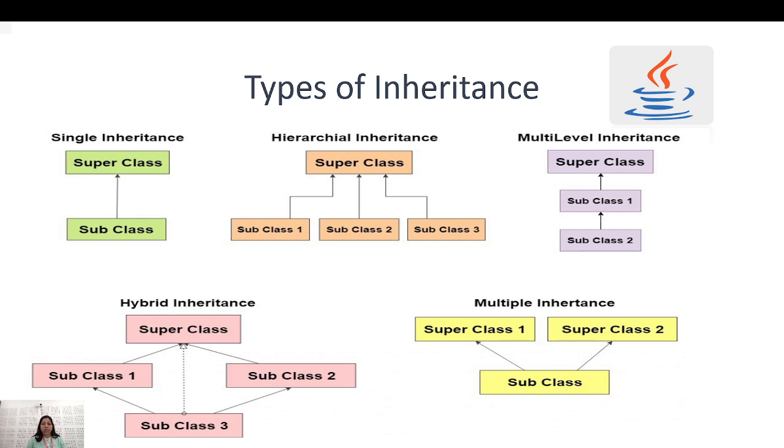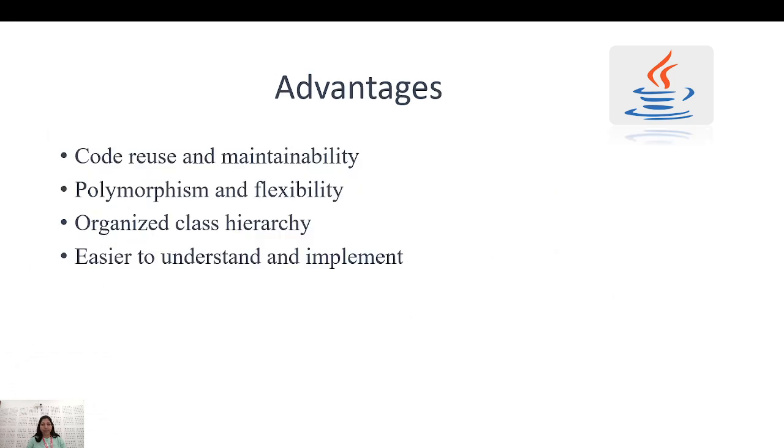And the last one is multiple inheritance. Multiple inheritance means more than one superclass is there and one subclass is there. So this is called multiple inheritance, where multiple superclasses are there for a single subclass.